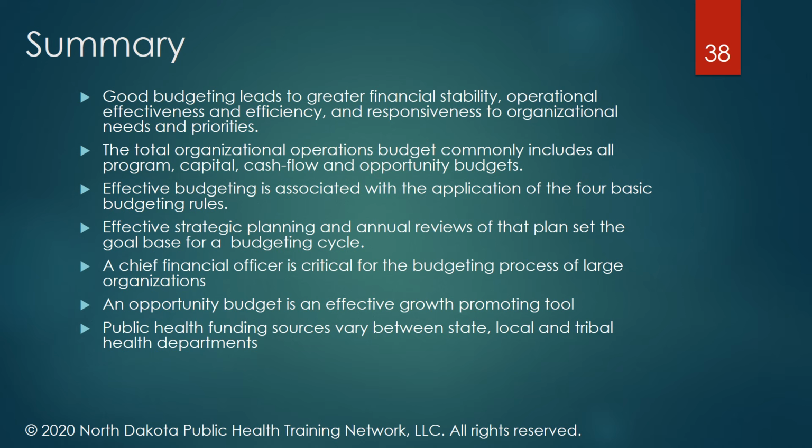In summary, good budgeting leads to greater financial stability, operational effectiveness and efficiency, and responsiveness to organizational needs and priorities. The total organizational operations budget commonly includes all program, capital, cash flow, and opportunity budgets. Effective budgeting is associated with the application of the 4 basic budgeting rules. Effective strategic planning and annual reviews of that plan set the goal base for a budgeting cycle. A chief financial officer is critical for the budgeting process of large organizations. An opportunity budget is an effective growth-promoting tool.